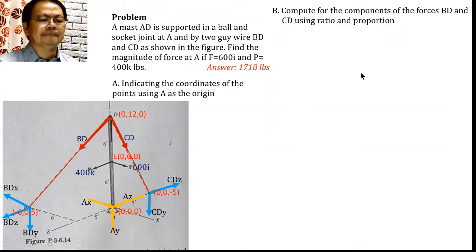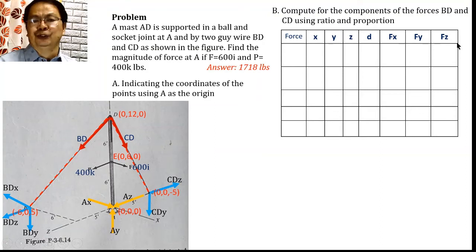I will show you here the table that I usually use in computing or in expressing the components of the force kapag ang force ay directed na in space. So I normally have this table where the first column represents the magnitude of the force involved. The next three columns represent the components of the distance where the force is directed. The next column is the distance between the 2 points na kung saan dumaraan yung force, and the next three columns represent now the components of the force in the X, in the Y, and in the Z direction.